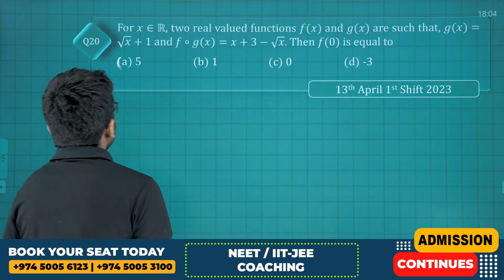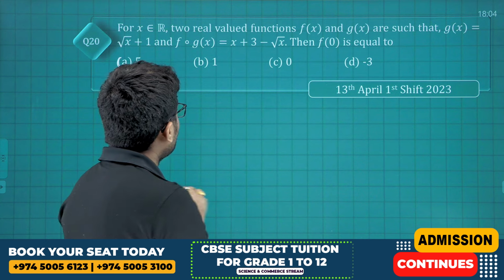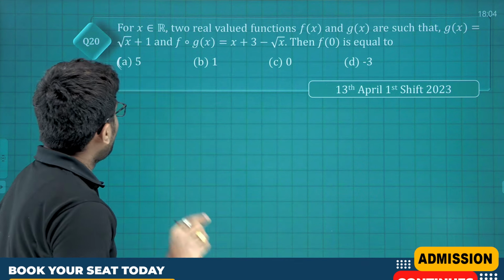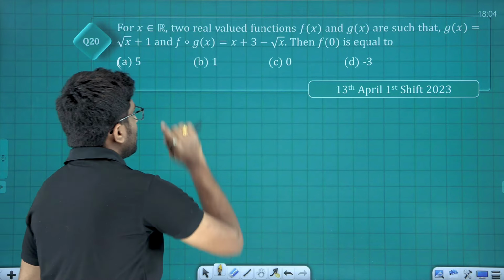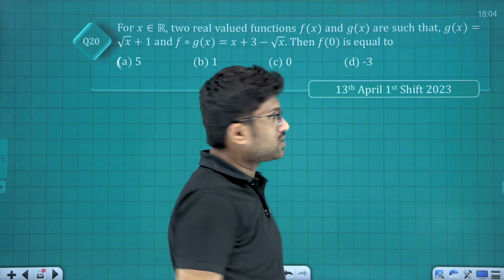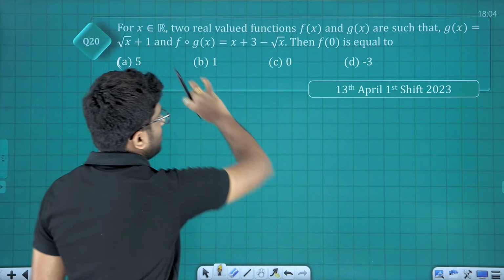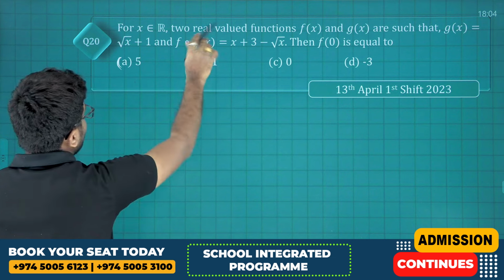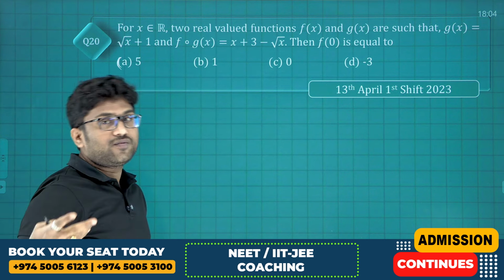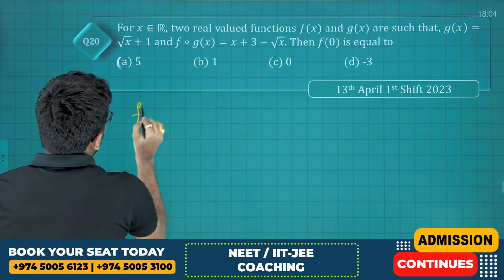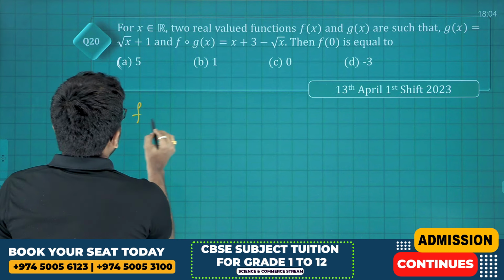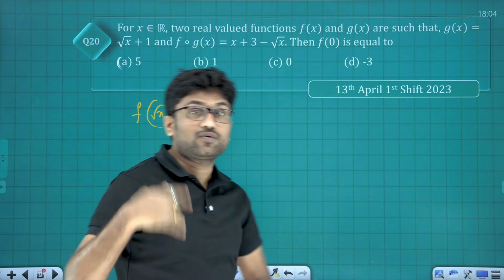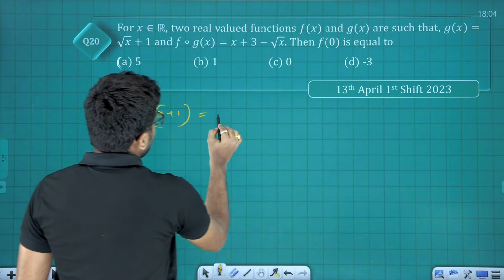Next question. For x belonging to the real numbers, two real valued functions f(x) and g(x) are such that g(x) is equal to root x plus 1 and f of g of x is equal to x plus 3 minus 3 root x. Then f(0) is equal to what? Friends, they have given f of g of x and g of x, and they are asking us to find f(x). First, you should know how we get f(x) from f of g of x. So f of g of x is f of root x plus 1. We have to express x plus 3 minus 3 root x in terms of root x plus 1.